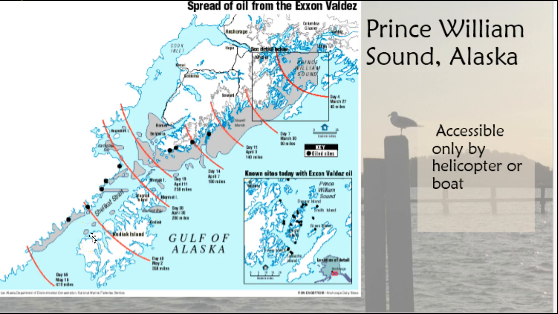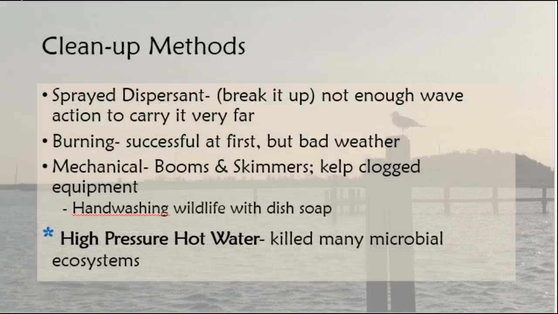The other problem with this spill, since it happened in Alaska, you couldn't really get in to clean it up very easily because there are no roads going to this area. So they had to bring all the cleanup efforts in through helicopter or through boat. And a couple of different things they tried to clean it up. They sprayed a dispersant, which is a chemical that helps to break up oil, and then once it's broken up, it's not generally as toxic because it gets spread out. But there wasn't really enough wave action to carry that dispersant very far, so that didn't really work.